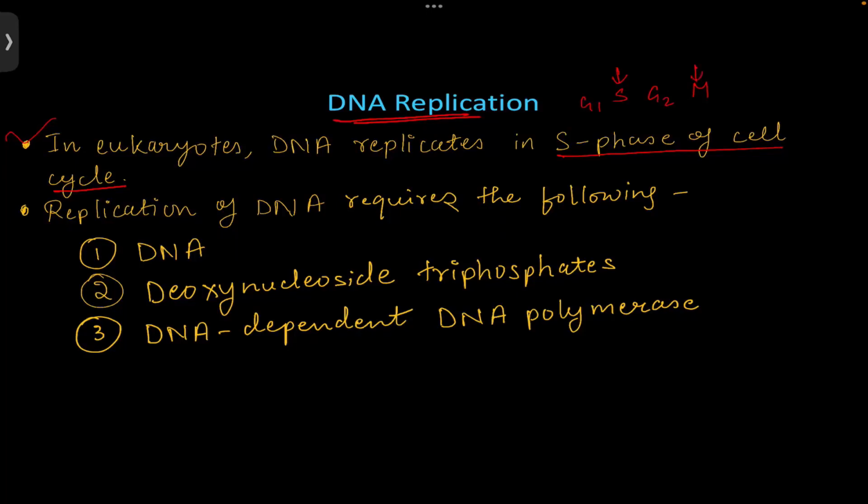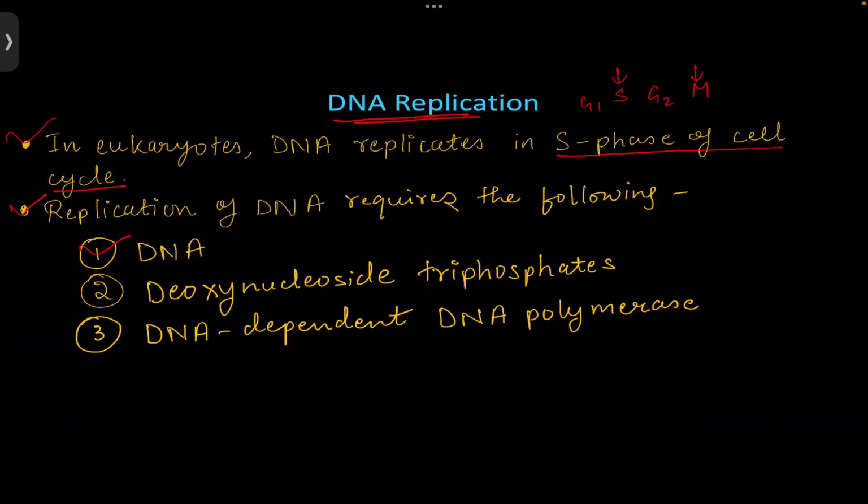It happens prior to cell division. So it is a preparation phase when the cell is making its arrangements to get divided into two daughter cells. So then the DNA replication happens. For DNA to replicate, it requires the following things. First, it needs the DNA, obviously.